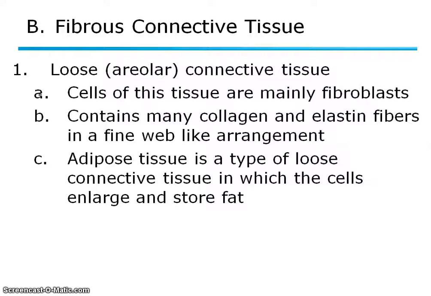So the first type is loose connective tissue, and one example is areolar connective tissue. The cells of this tissue are mainly fibroblasts. It contains many collagen and elastin fibers in a fine web-like arrangement. So when you see this web-like arrangement, it's definitely going to be a key. Another example of this loose connective tissue is adipose tissue, and it is going to have enlarged cells for storage.